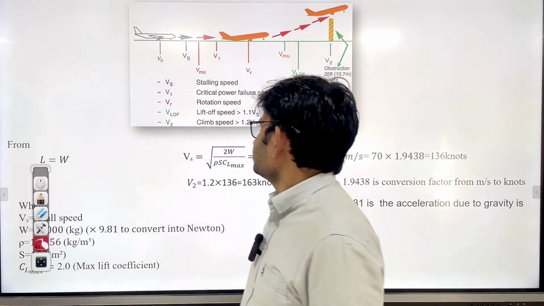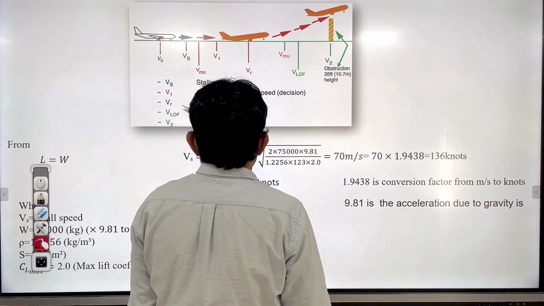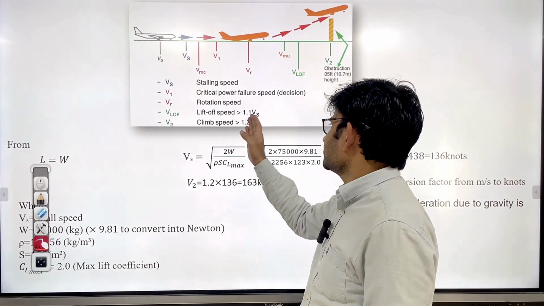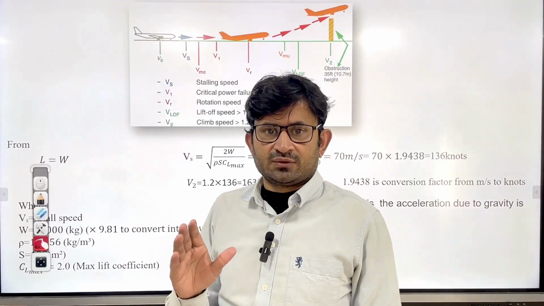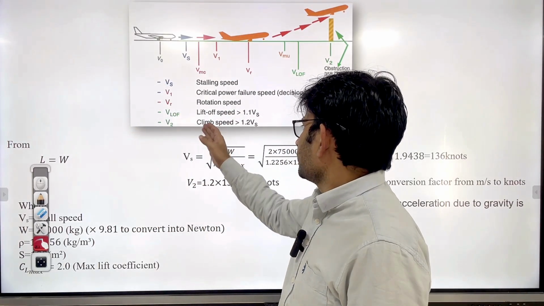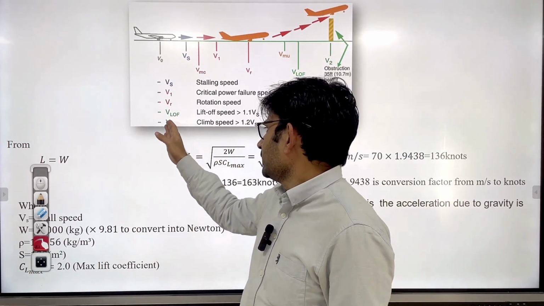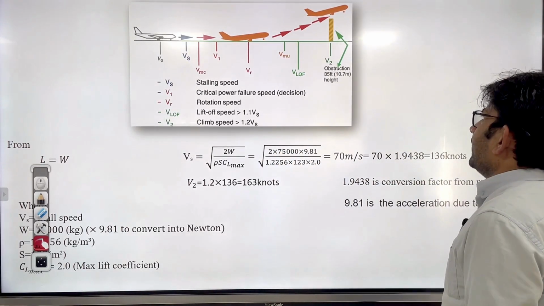V2 is a climb speed which is 20% more than the stall speed, and the lift off speed is 10% more than the stall speed. So stall speed is a reference. If you take 10% more you will get lift off, and 1.2, meaning 20% more, you will get the critical speed.